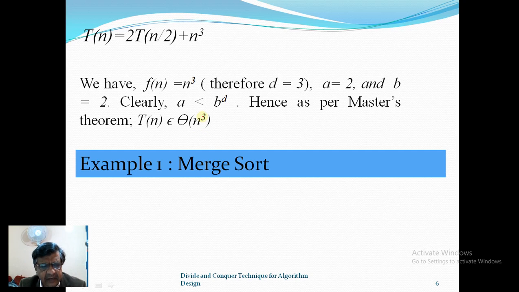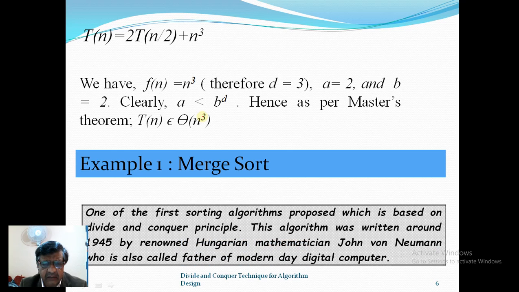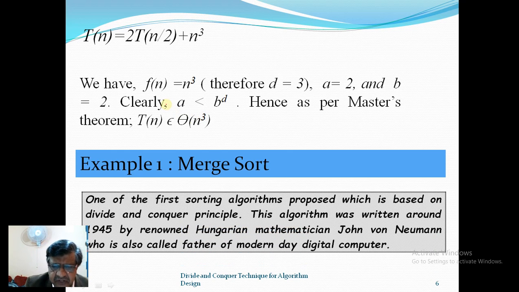It is an excellent example for divide and conquer, because we can literally see how exactly the array gets divided before it is sorted out. Of course, we have to give respect to the person who invented this famous algorithm. Merge sort is one of the first sorting algorithms proposed, based on the divide and conquer principle. It was written around 1945 by the renowned Hungarian mathematician John von Neumann, who is also called the father of the modern day digital computer.